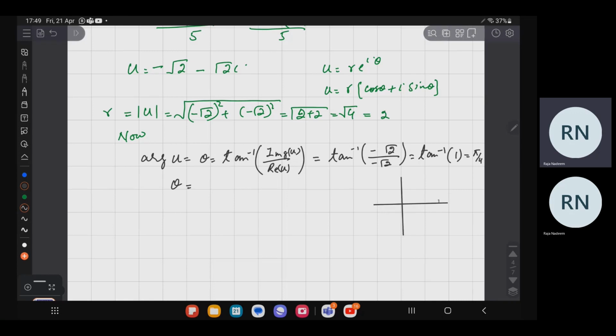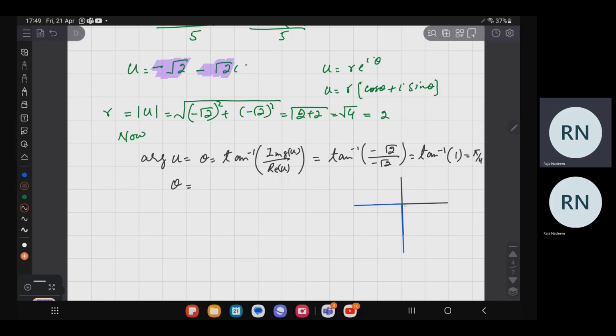Let's draw the complex plane with the real part. Just look at the question. The real part has a minus sign, and the imaginary part also has a minus sign. Then we take the line on the negative real axis and negative imaginary axis. So these are the lines. So our complex number would lie in this quadrant.